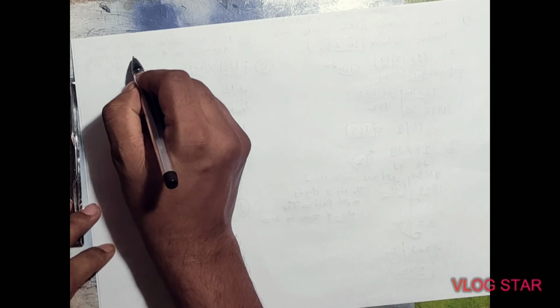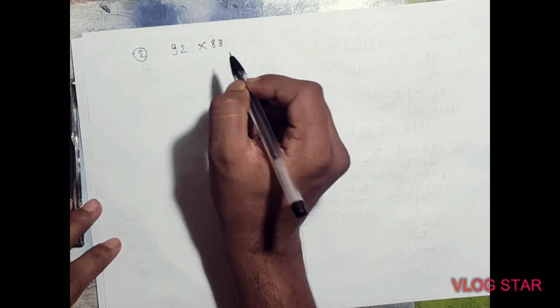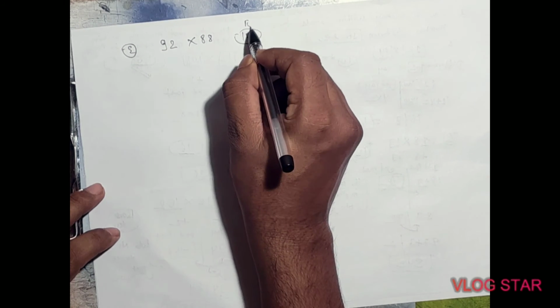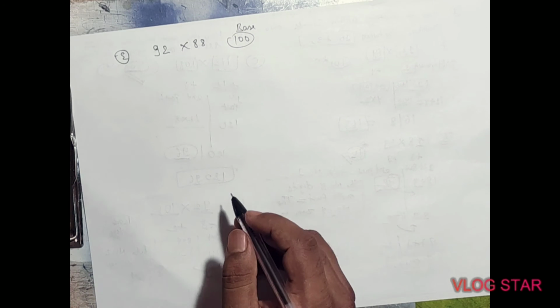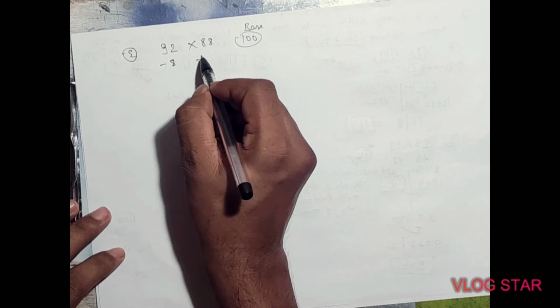Now coming to the next: what if both the numbers are less than 100? Then what will happen? See, suppose we have 92 and 88. So again here 100 is the base, because these two numbers are nearer to 100. The difference for the two numbers is minus 8 and here minus 12.